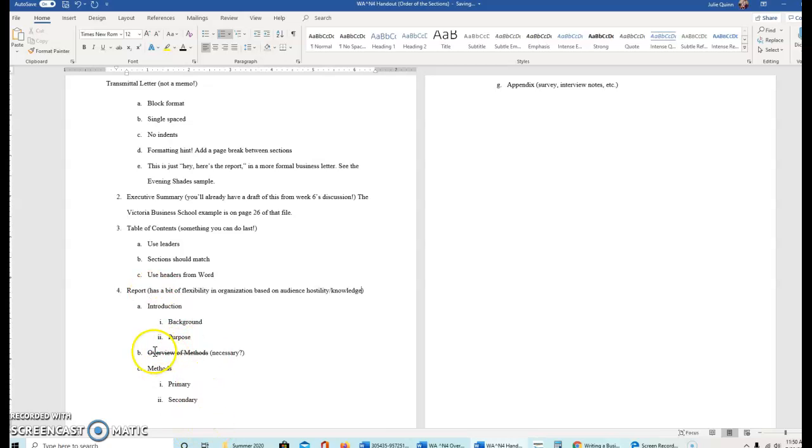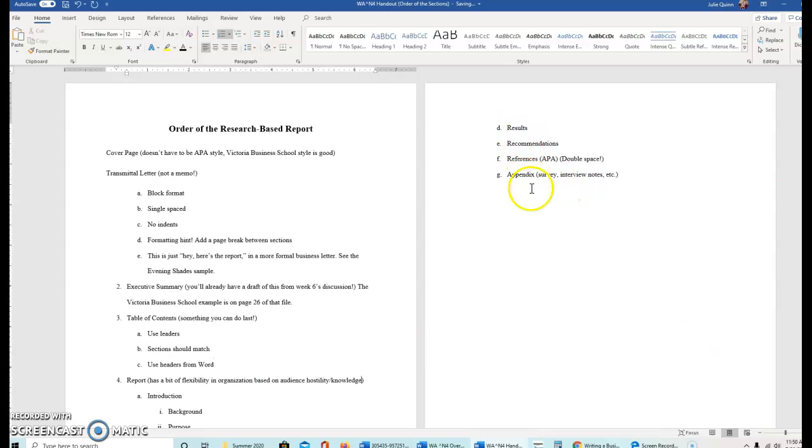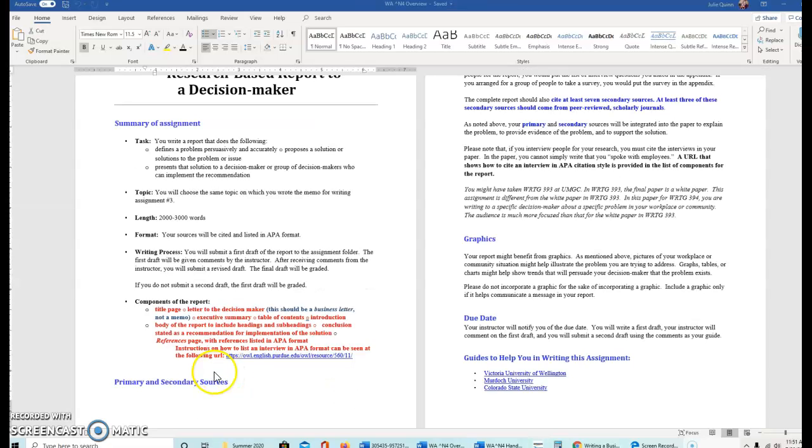Right? Start with an introduction. I don't think you need an overview of methods, just the methods themselves, results, recommendations, and then references and any appendix materials. Don't forget that. If you did a survey, questions, whatever, I'd like to see what you asked during that primary research. So just make sure that you include all of these sections here.